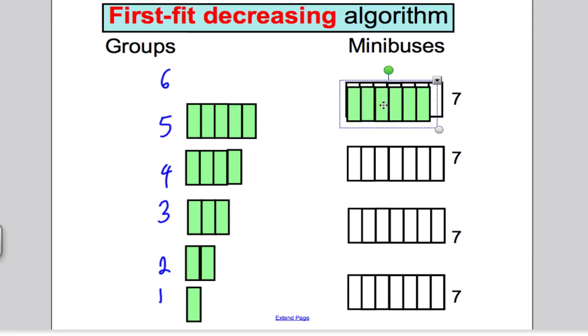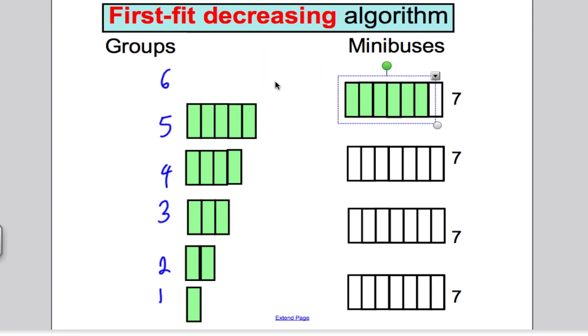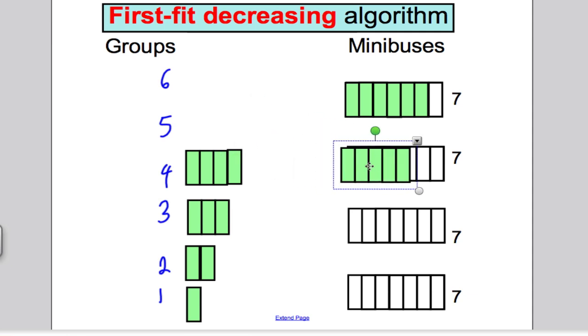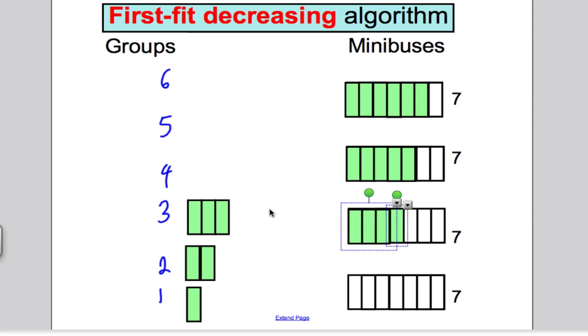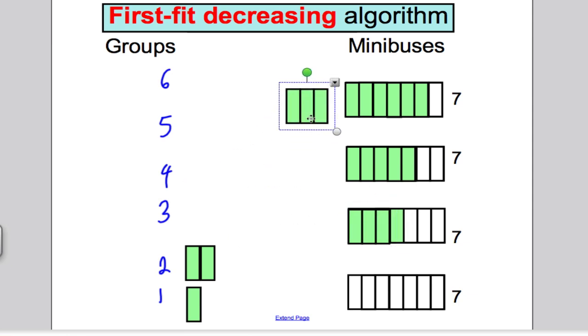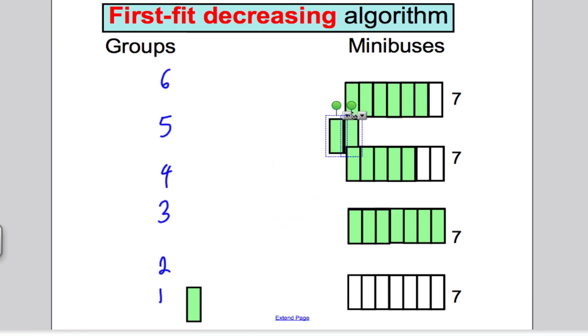So this 6 would go into the first available space here. This 5 would go into the first available space here. This 4 could not go here nor here. They'd have to go here. Now this 3 couldn't go here, but it could go there. This 2 couldn't go here, could go here, so it'd go there. And this one here would go here.